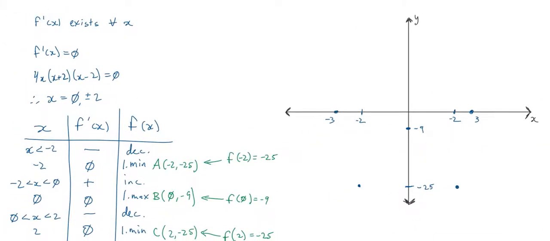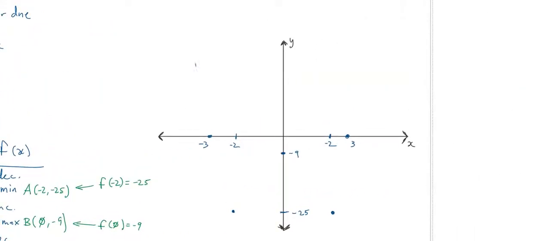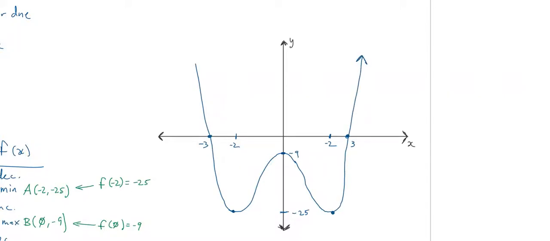Putting it all together, we start decreasing. And we already know that this is degree 4, positive leading coefficient, so the end behavior has to look like this. So that makes sense that I would start decreasing like this. Local min, local max, local min, and then increasing in the end.